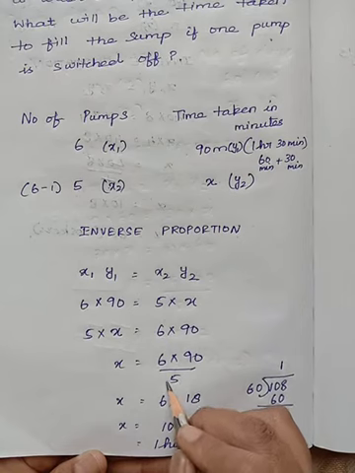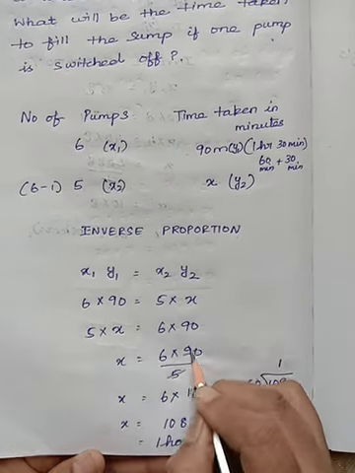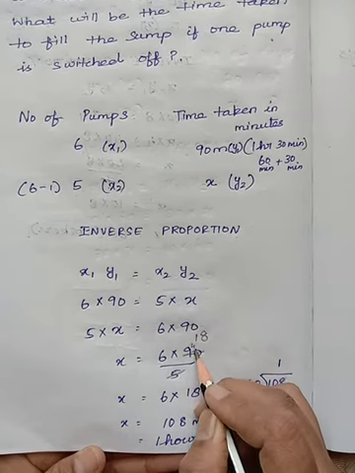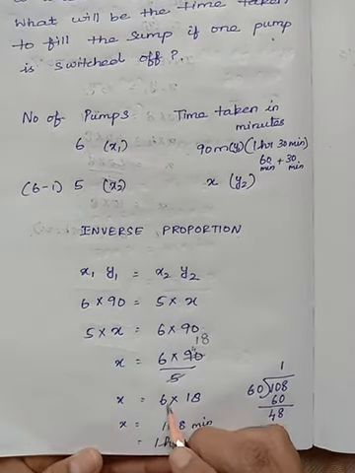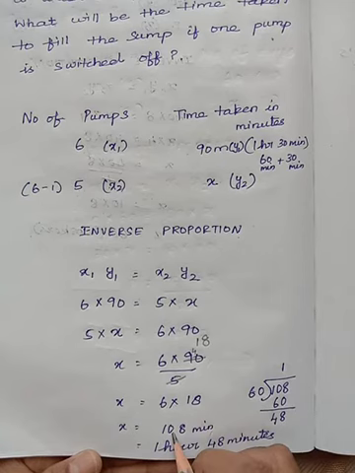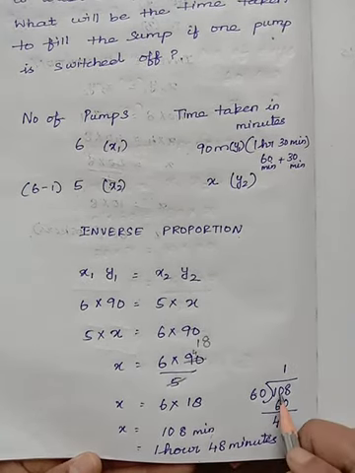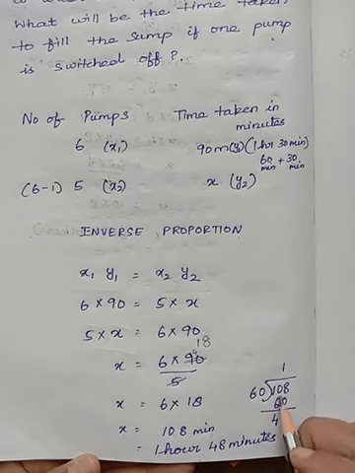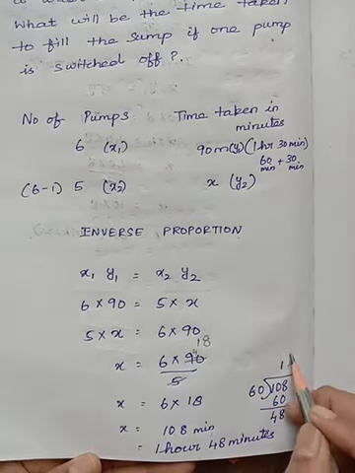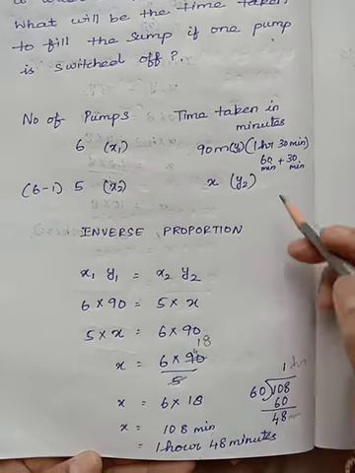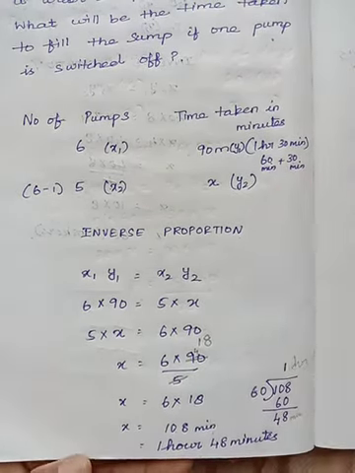So 5 divides 90, 18 times. 1 five is 5, the remaining 4 becomes 40, 8 fives are 40. 6 into 18 is 108 minutes. To convert this into hours and minutes, we divide 108 by 60. 1 times 60, remaining 48. So this is 1 hour and 48 minutes time needed to fill the sump.